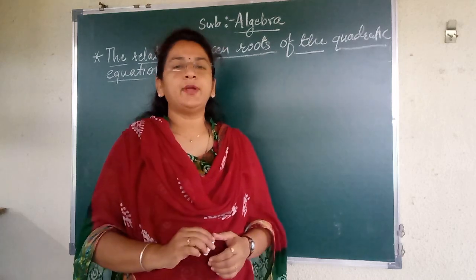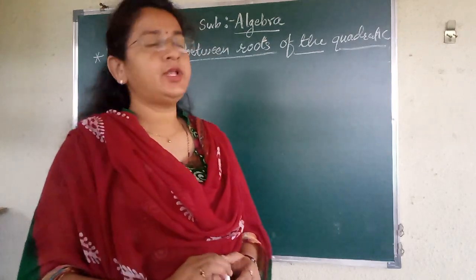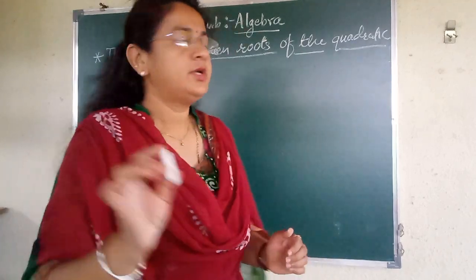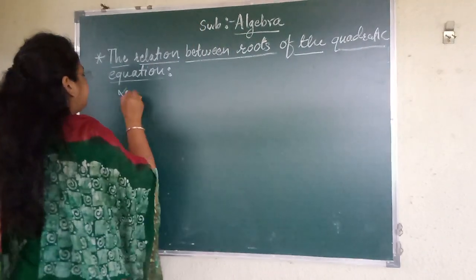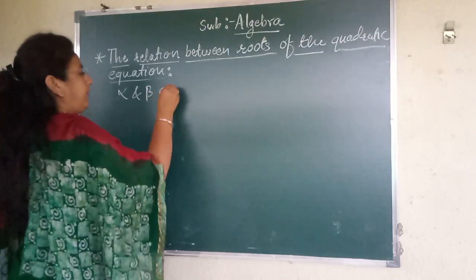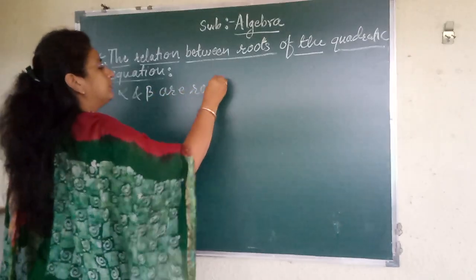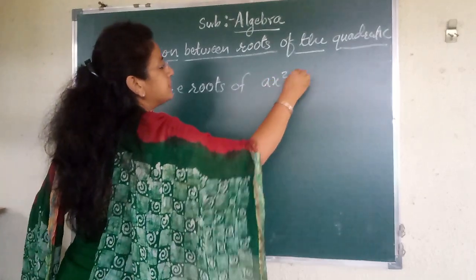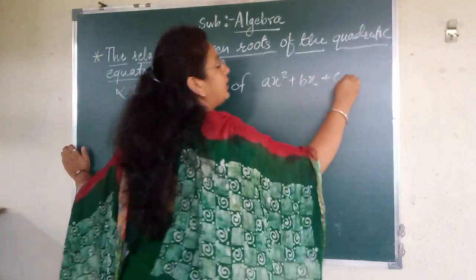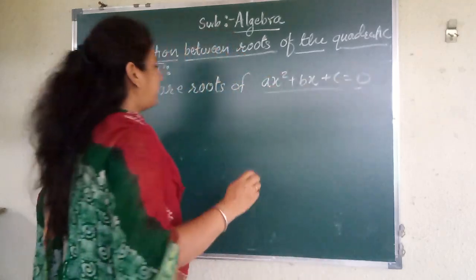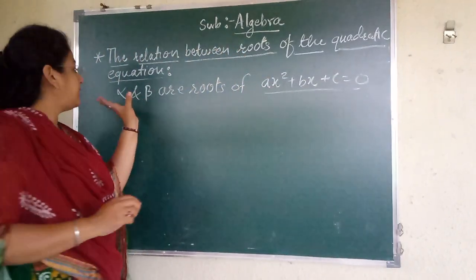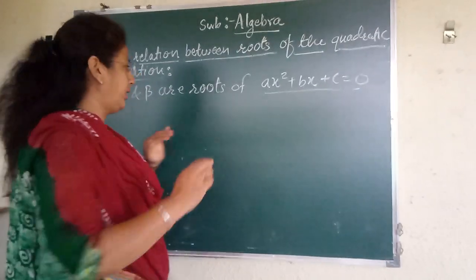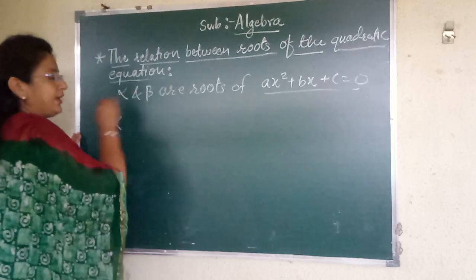Suppose alpha and beta are the roots of the quadratic equation ax² + bx + c = 0. That is the standard form. Alpha and beta are roots of the quadratic equation ax² + bx + c = 0. Then we have to find a relation: alpha plus beta is equal to what, and alpha into beta is equal to what.